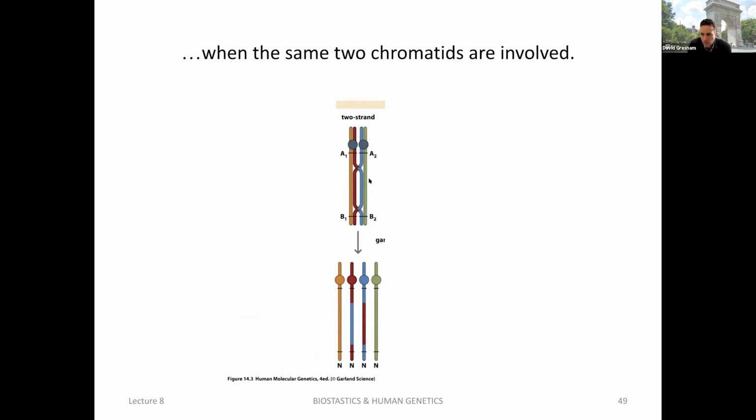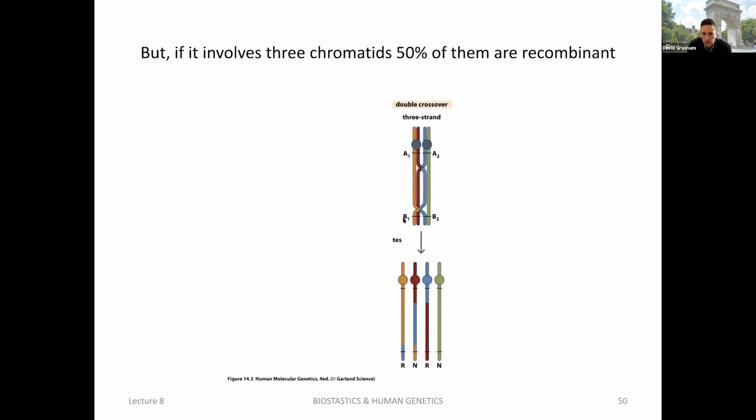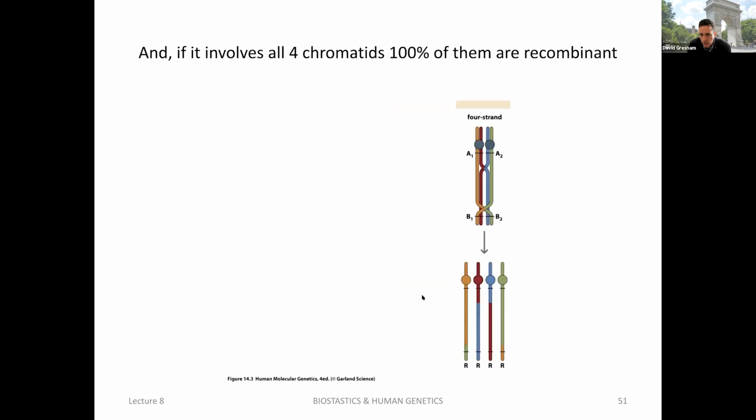But in fact, there are 4 players here, right? There are 4 copies of the chromosome. So actually crossovers can occur between any of these pairs. And so if we involve 3 chromatids in a double crossover event, we're actually going to have 50% recombinant gametes.